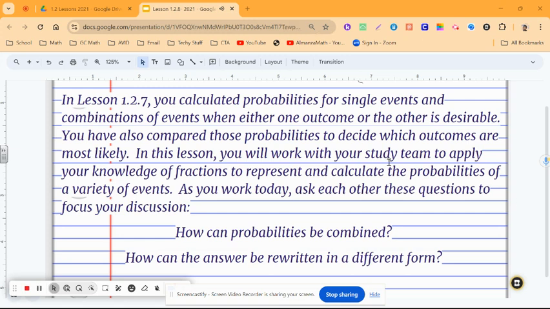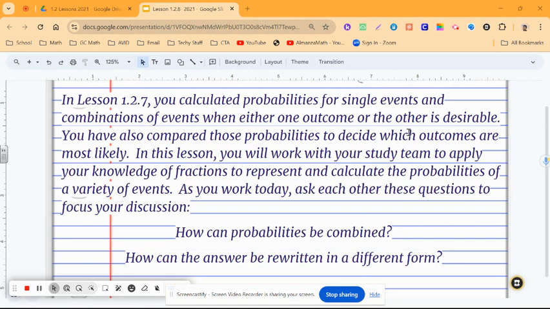All right, today we're going to be talking about compound events. In the last lesson, 127, we talked about single events happening and the probability of that calculated in three different forms. So today we're going to look at what happens when we combine different events to figure out the probability.